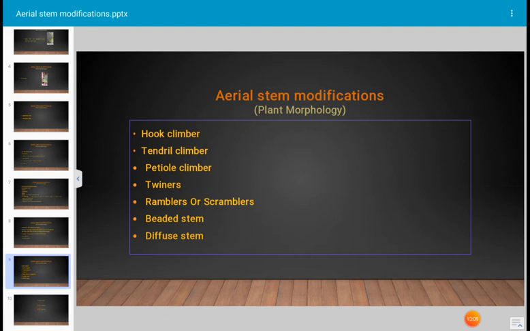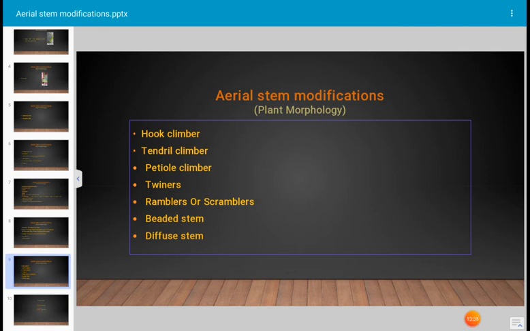Next, petiole climber. These plants climb by means of petioles. The petioles of the leaf are very long, thin, and can twist around the object and support the parental plant. Such plants are described as petiole climbers. This is one type of modification of the stem.